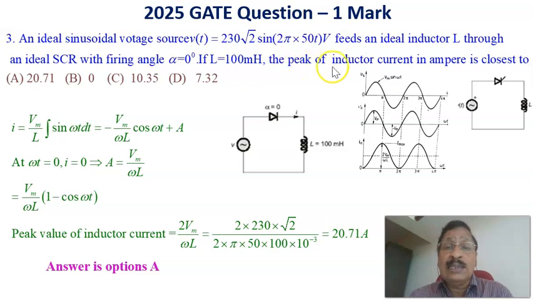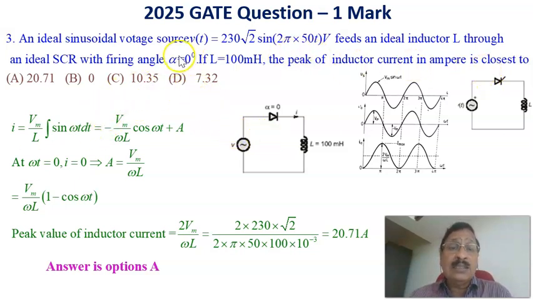The question is: the peak of the inductor current in amperes is close to what? The options are A equal to 20.71, B equal to 0, C equal to 10.35, D equal to 7.32 amperes. Now let us see the circuit.